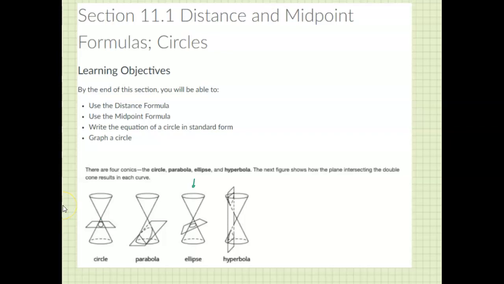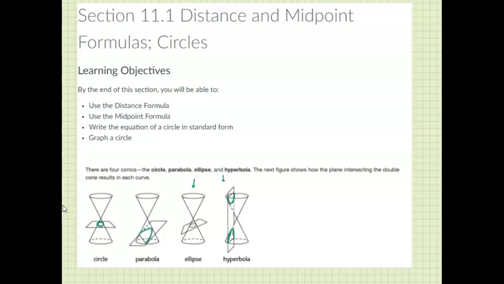If you change the angle even more, make it steeper, then you're going to get a shape like this, which is a parabola. And if you keep changing the angle so the slices are vertical, then you end up with a shape like this that slices both top and bottom cones, and this is called a hyperbola.